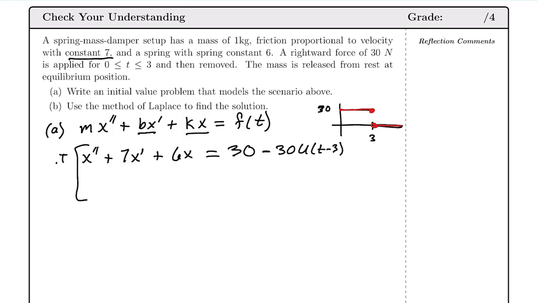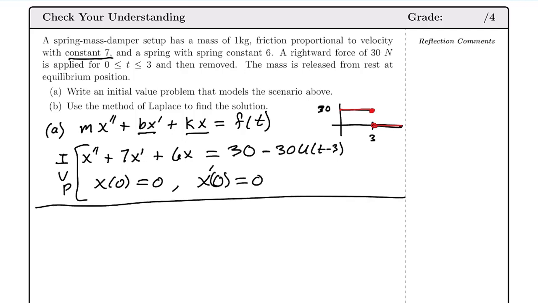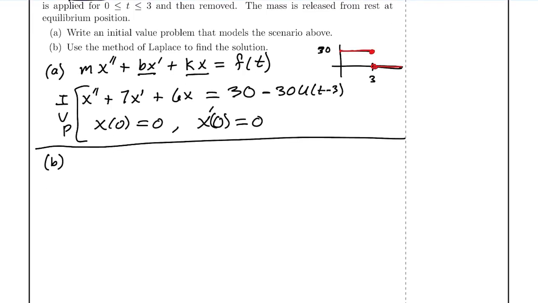An initial value problem would have initial conditions. In this case, position of 0 and velocity of 0, because it said it was starting from rest, which means velocity 0, at equilibrium, which means position 0. So that is part A. For part B, we're going to use the method of Laplace. So we're going to Laplace transform the entire equation.